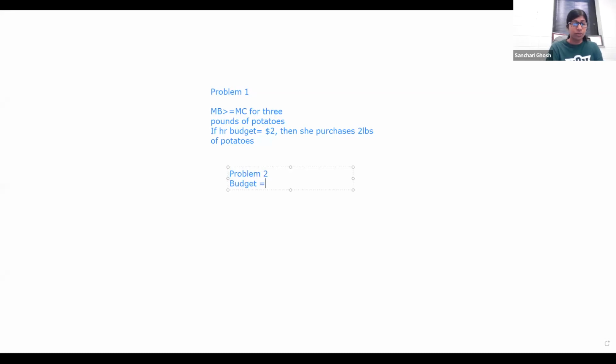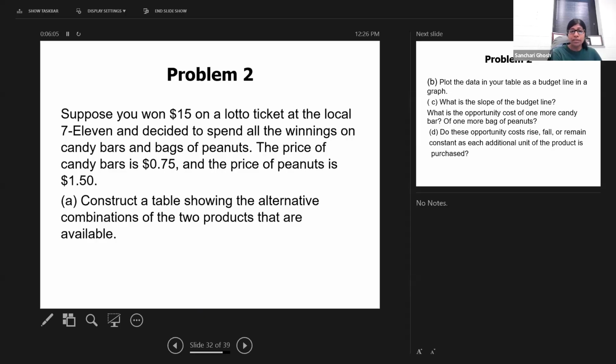Budget equals $15. Price of candy bars equals 0.75. Price of a bag of peanuts equals 1.50. Double the price. So this is the information given to us. Based on these, the first question that is being asked is to plot the budget line. And we've gone over these in our last section.